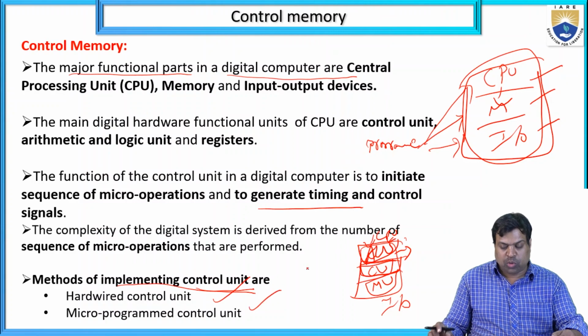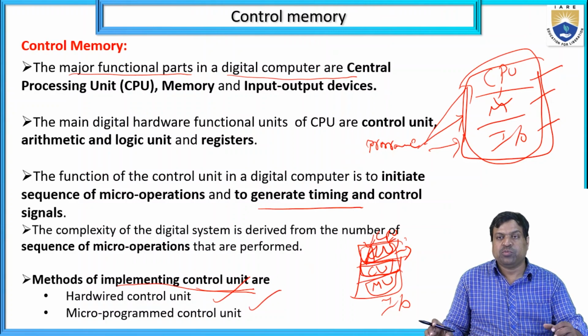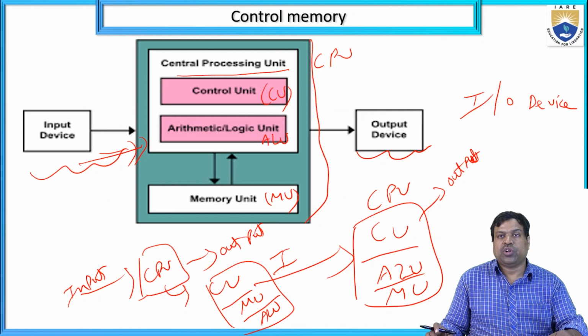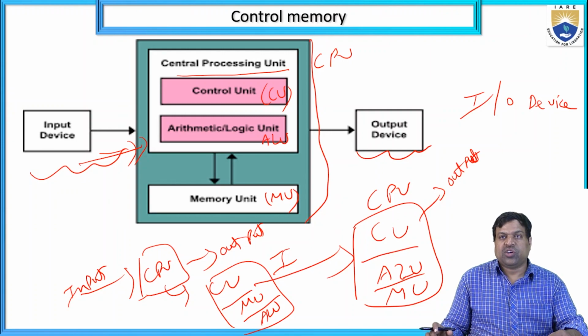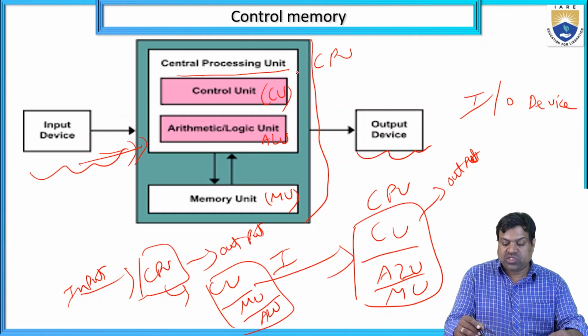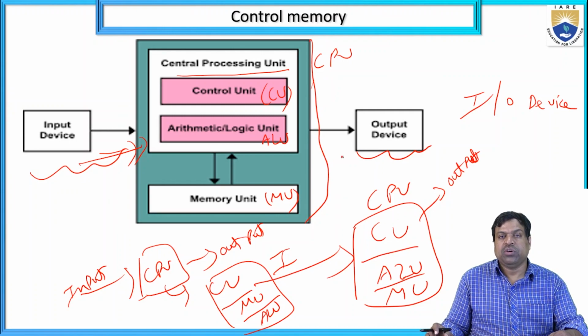Hardwired control unit and microprogrammed control unit. Hardwired means it belongs to hardware, and microprogrammed means it belongs to software. So the combination of hardware and software is nothing but the micro operations implementation of the control unit. So this is a block diagram of the control unit and control memory. In the control memory, the parts are the CPU, which contains the control unit, arithmetic logic unit and memory unit. These are the subparts of the CPU, and there are input and output. Input is connected to the CPU, and from the CPU to the output. So input and output are the peripheral devices.